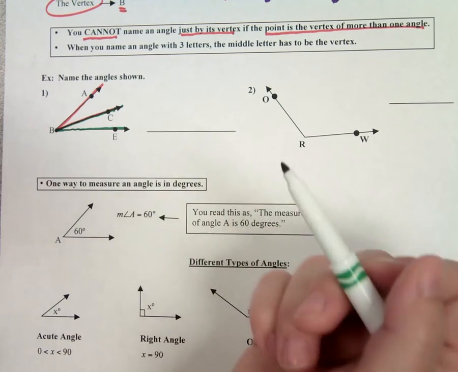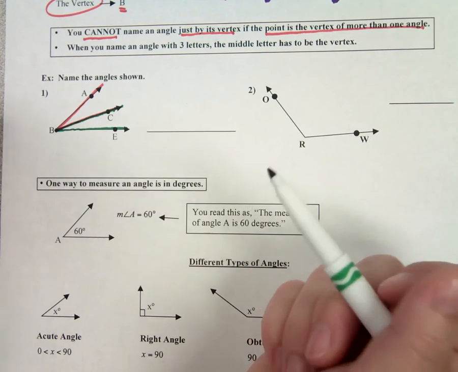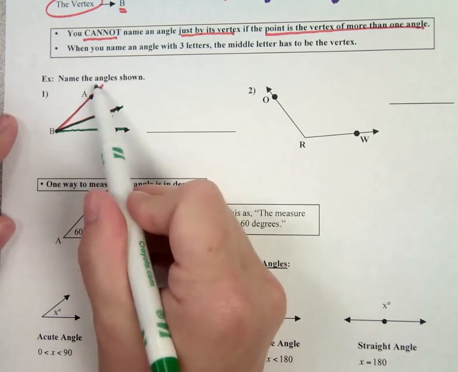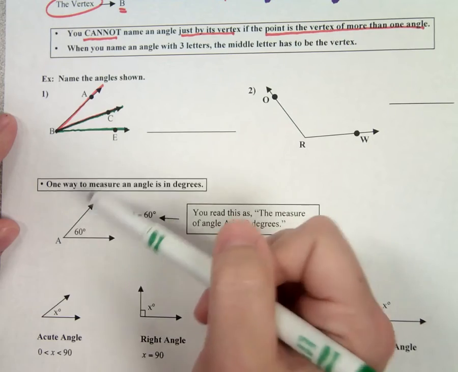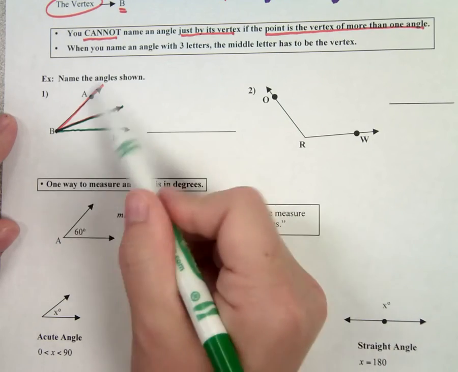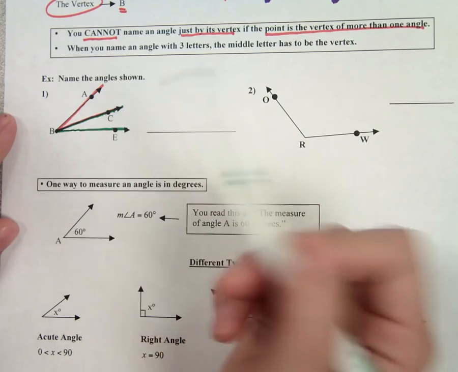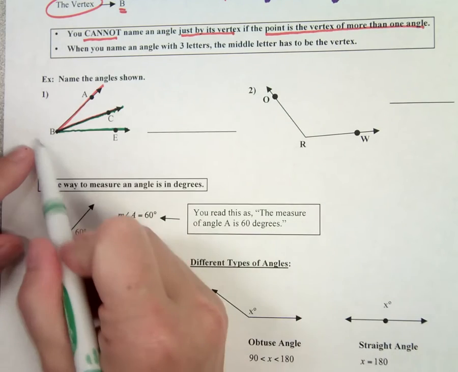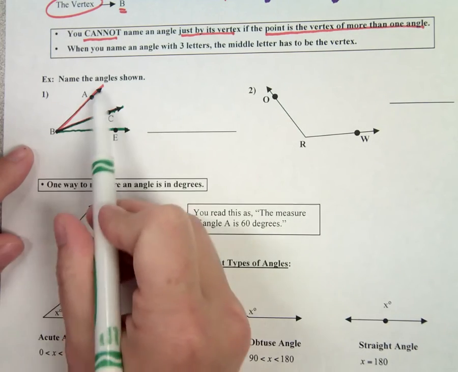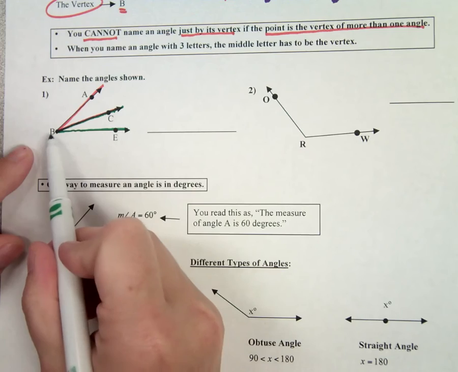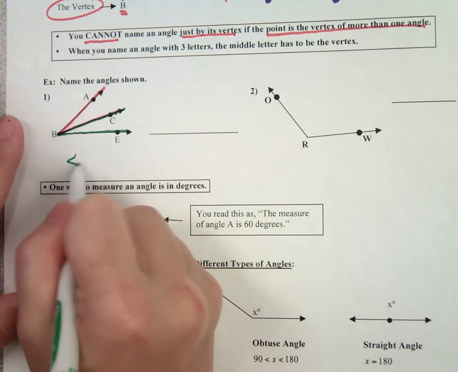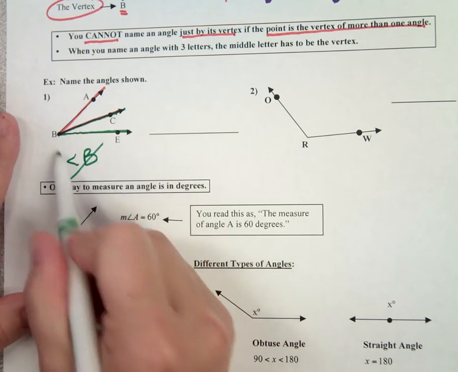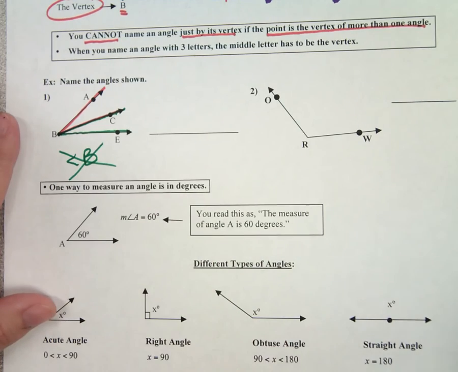So if I said, where's angle B? We don't know. Are you talking about this being angle B? Are you talking about this little one being angle B? Or are you talking about this big angle being angle B? We don't know. So if the vertex is the vertex of more than one angle, you can't just simply call the angle by the vertex name anymore. I can't just call it angle B. So that's a no-no. It doesn't work for this.